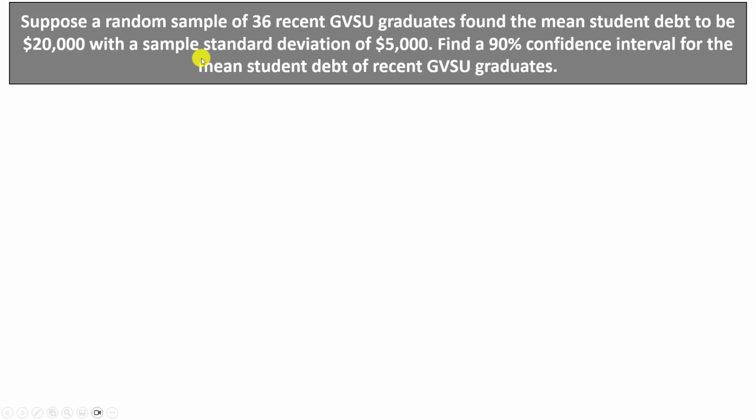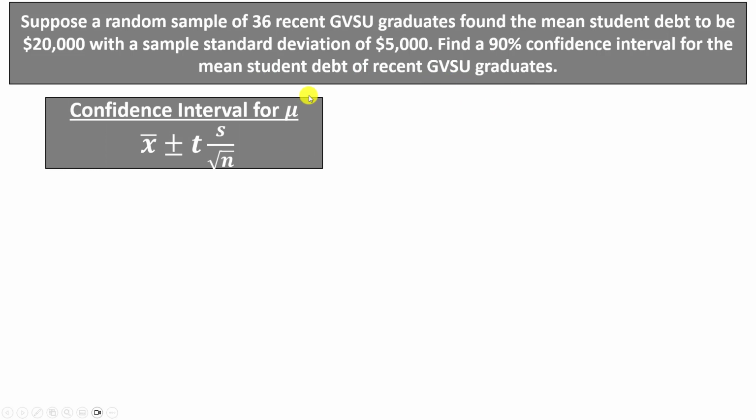Suppose a random sample of 36 recent Grand Valley graduates found the mean student debt to be $20,000 with a sample standard deviation of $5,000. We are asked to find a 90% confidence interval for the mean student debt of recent Grand Valley graduates.